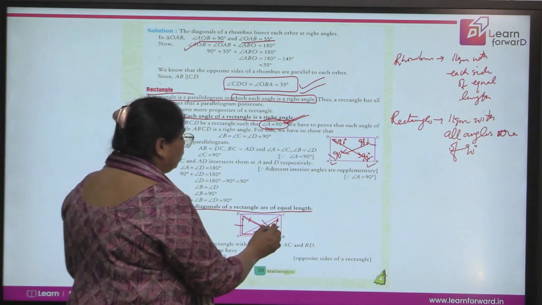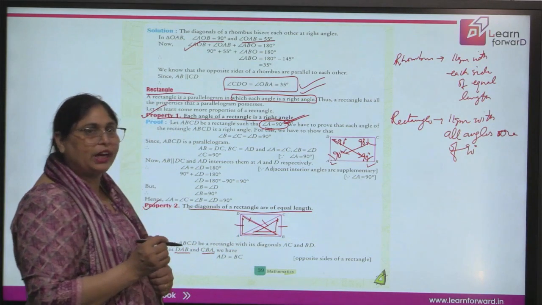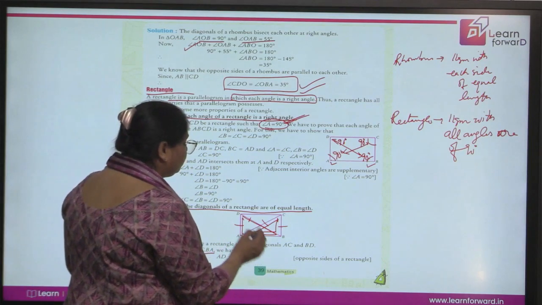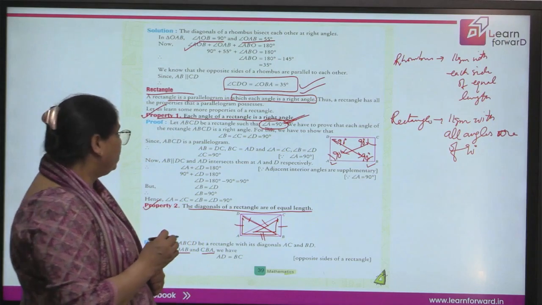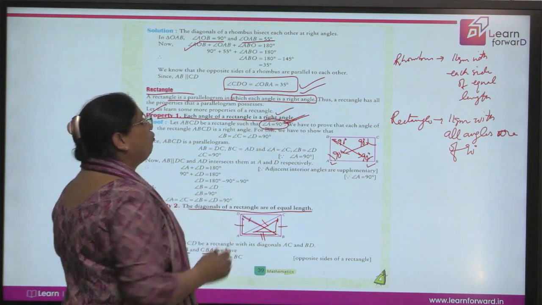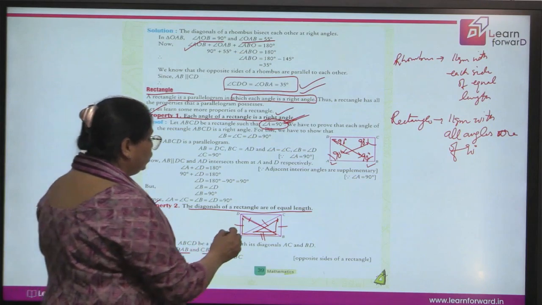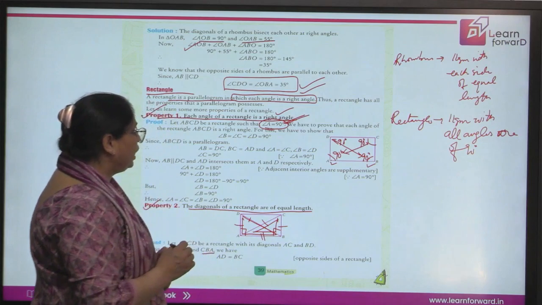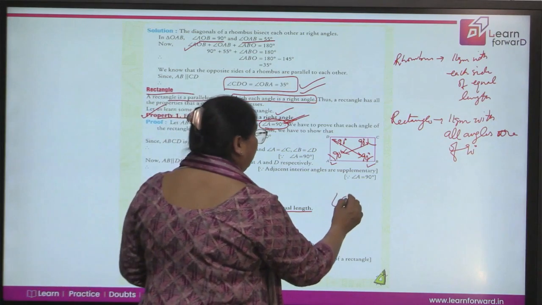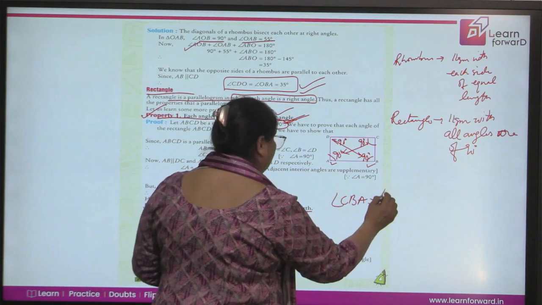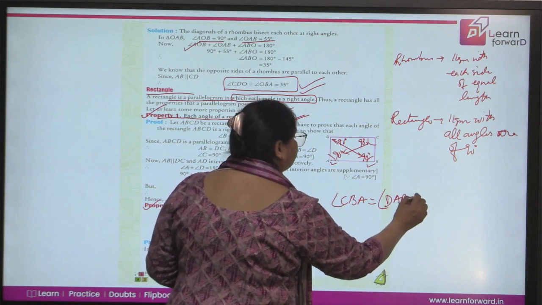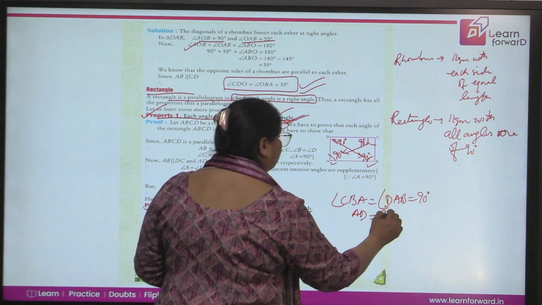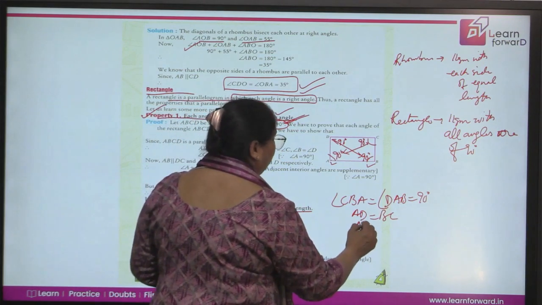This side is equal to this side, opposite sides of a parallelogram or rectangle. This side AB is common. As we have proved that each angle of a rectangle is 90 degrees, angle DAB is equal to angle CBA, that is 90 degrees. Side AD equals BC, opposite sides, and AB equals AB, common.